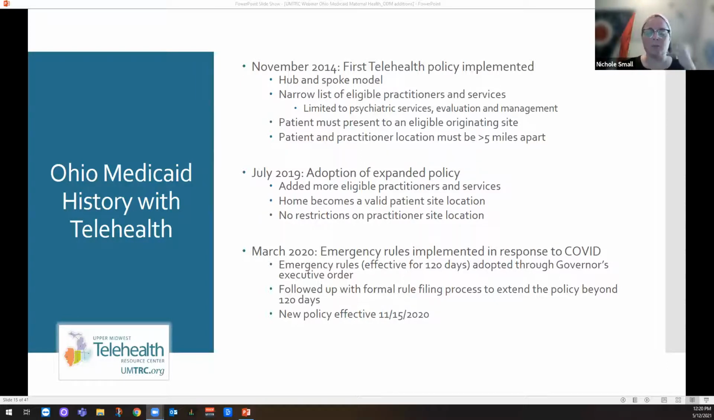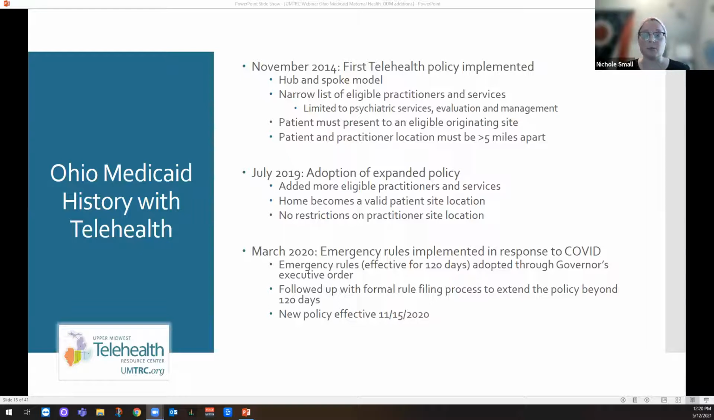Just to provide a brief history of telehealth for Ohio Medicaid, we've had a policy in place since 2014. So that was our first dipping our toes into the water, so to speak, of telehealth. It was initially called telemedicine. It was limited to a hub and spoke model, a very narrow list of providers. So it was really intended for psychiatric services, evaluation and management.